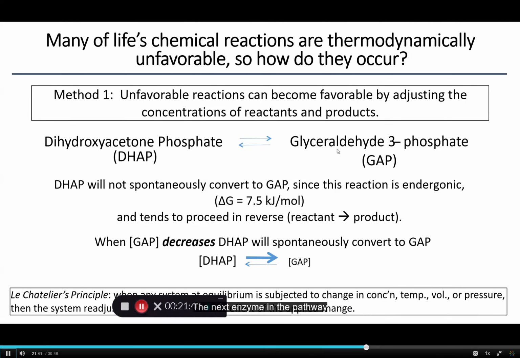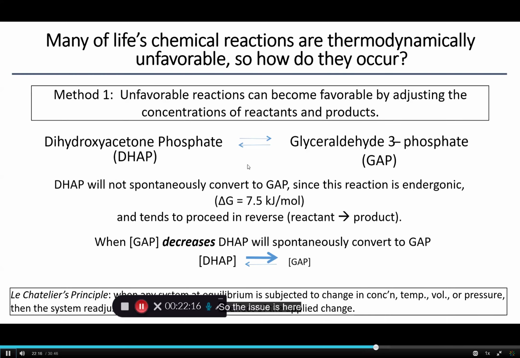The next enzyme in the pathway will only bind to this molecule, but will not bind to this one. However, all of the steps before this will yield this molecule, and so we have a problem here. This molecule will not spontaneously convert to this molecule because this reaction, moving in this direction from DHAP to GAP, is endergonic. It has a positive delta G. In fact, this reaction tends to proceed in the reverse, from GAP to DHAP. So how do we overcome this problem?